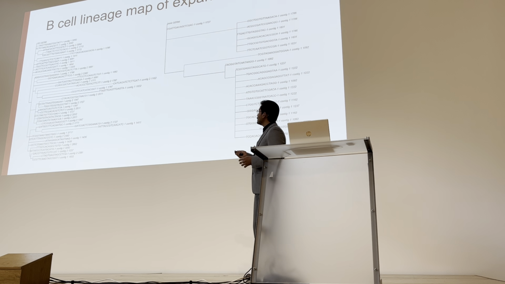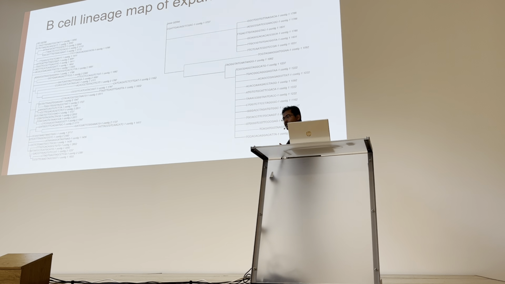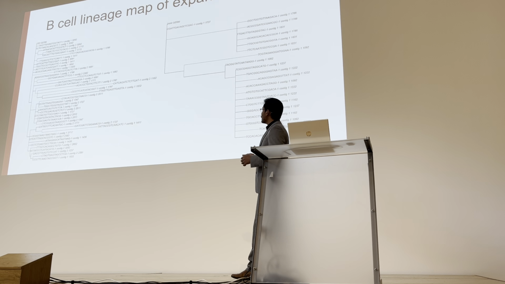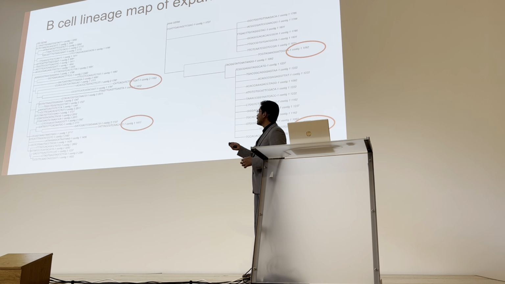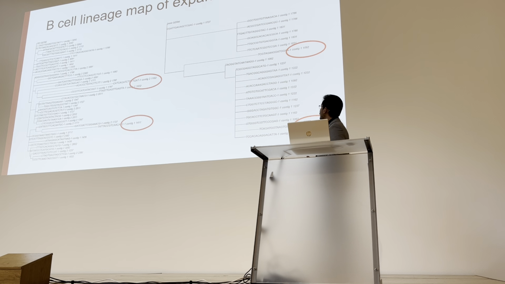Then we did a B-cell lineage map of these expanded clones, built phylogenetic trees of these clones, and tried to see which antibody sequences they represent. So we got the germline sequence, and from these germline sequences, you can see the highlighted ones are the sequences which have undergone a lot of somatic hypermutation, and these are the antibody sequences arising from this SARS-CoV vaccination. So we have the sequences, and we know exactly which antibodies these are.